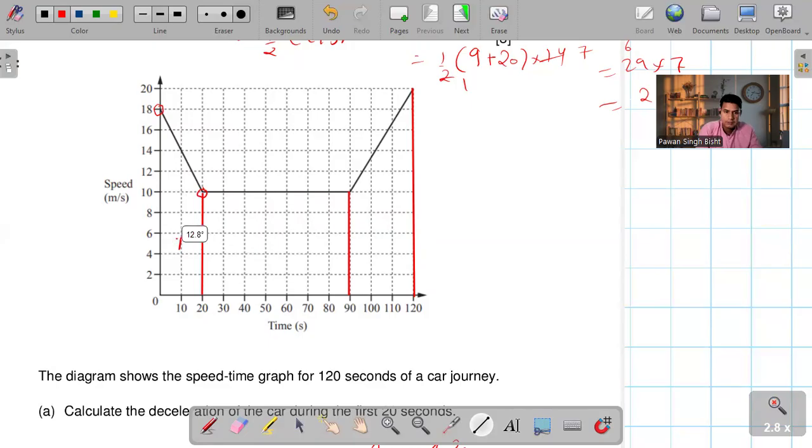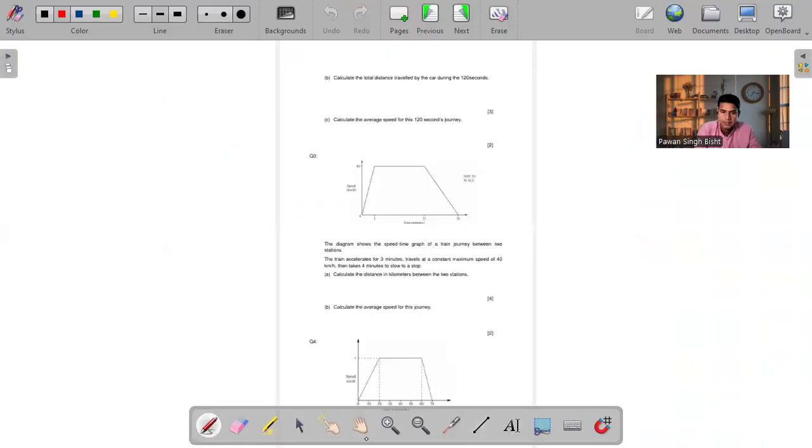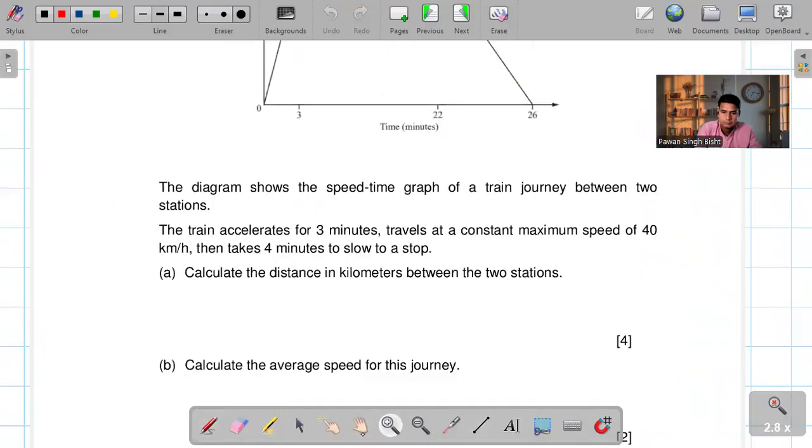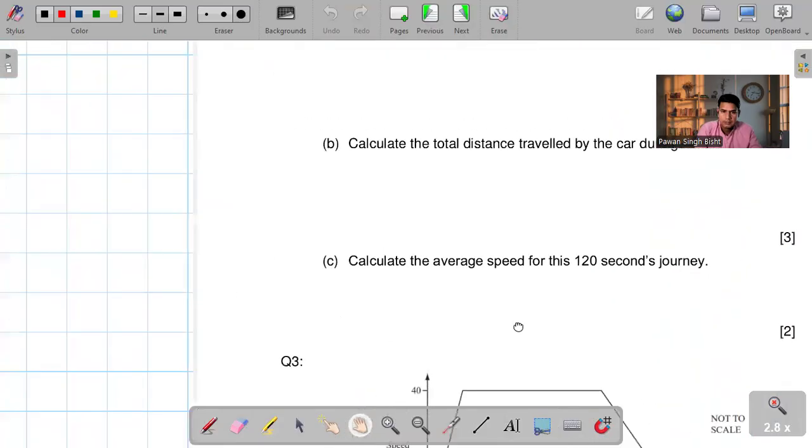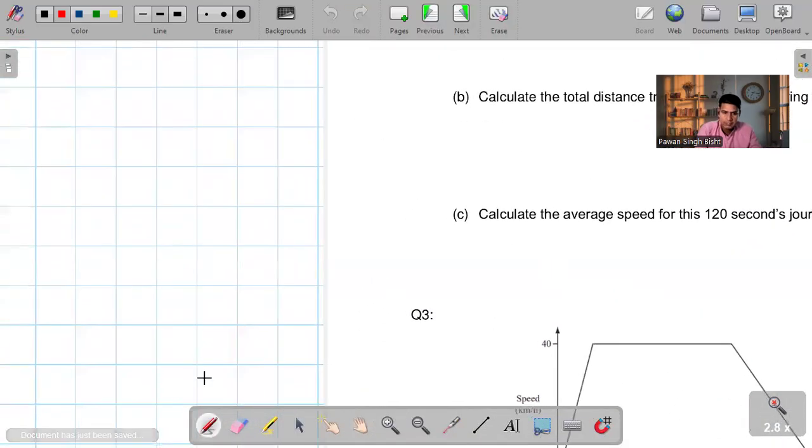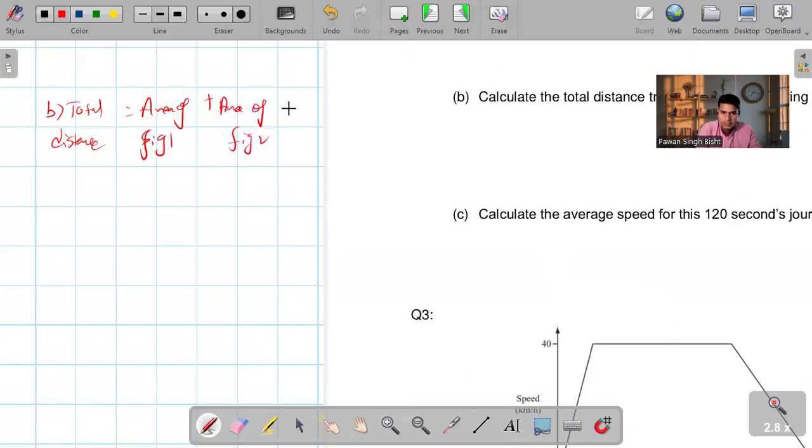So this is figure first, this is figure second, and this is figure third. You add the area of all these figures, then you get the total distance traveled. Okay, there is less space, so I am solving it here. Total distance is equal to area of figure 1 plus area of figure 2 plus area of figure 3.